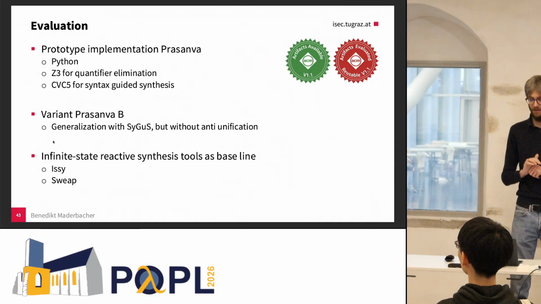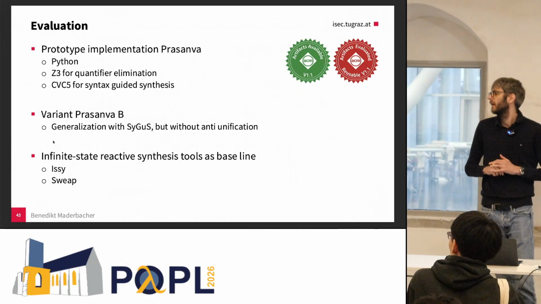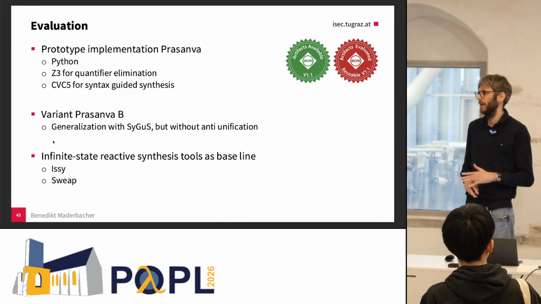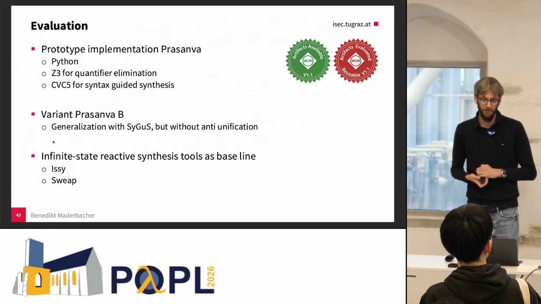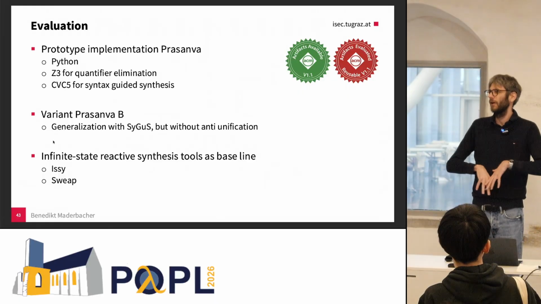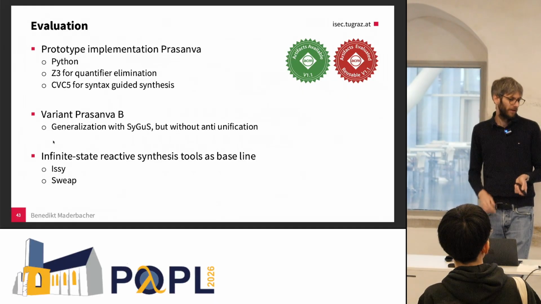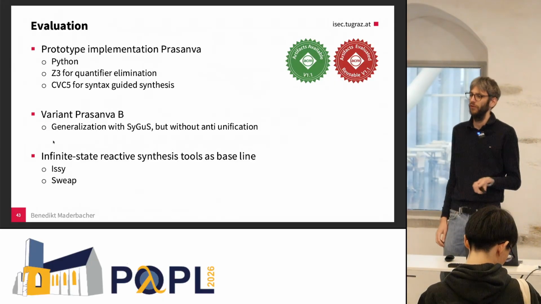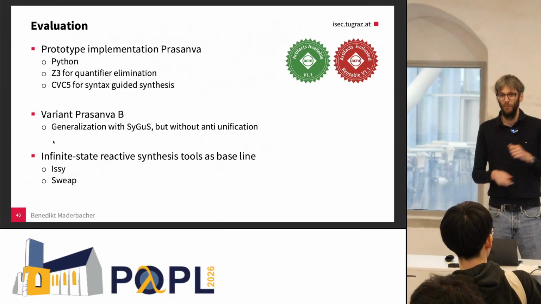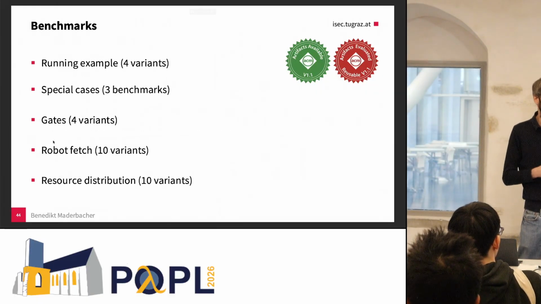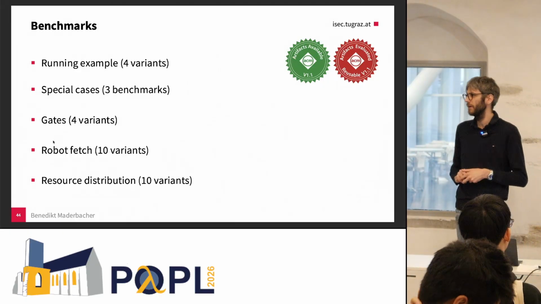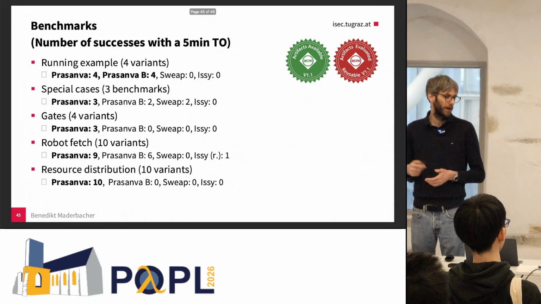We also implemented this in a prototype tool, and so it uses CVC5 for the SyGuS part and Z3 for the other game solving. And we have also made a different variant that skips this anti-unification part and just tries to do the whole generalization only with SyGuS. And we also compare it to existing tools that don't support this parameterized framework, but where we try to encode this with existing elements. And we have a small set of somewhat existing benchmarks that we added some parameters into, and some new ones that we created for this paper.